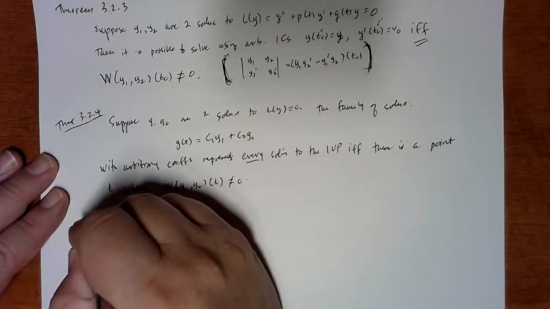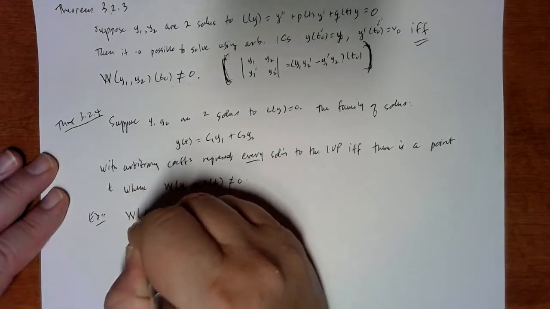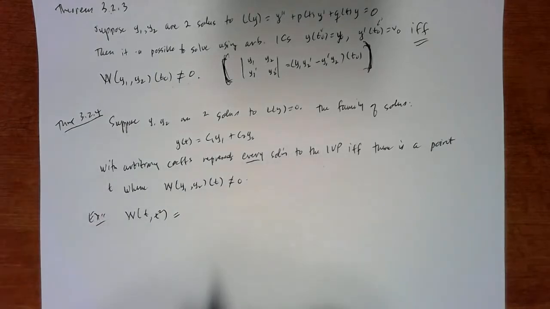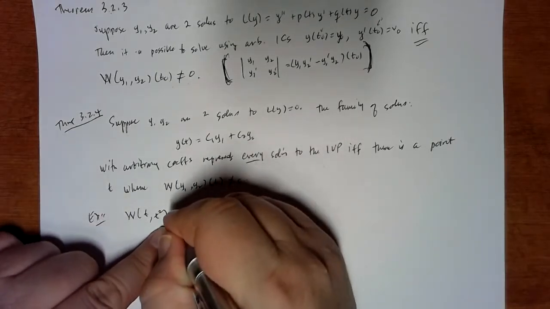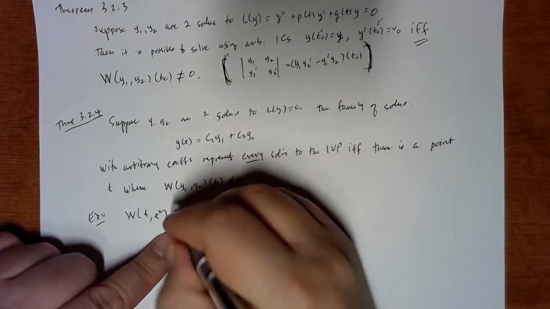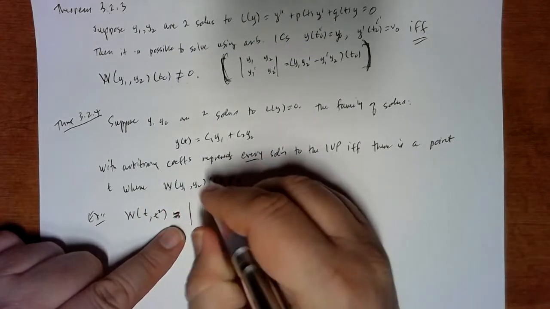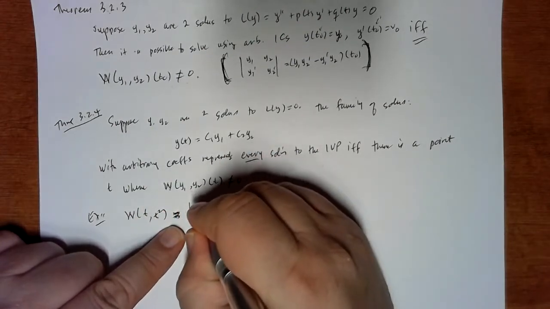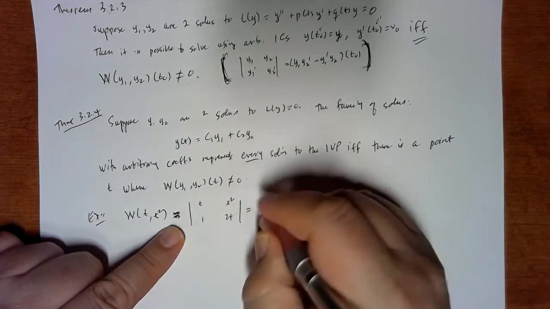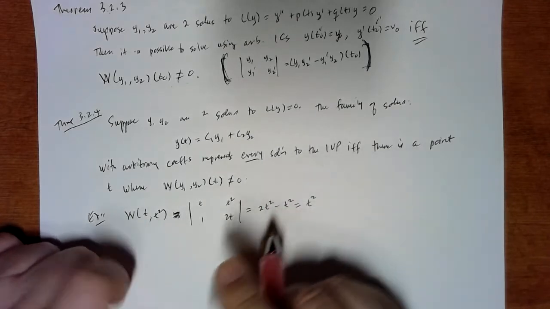So example, let's compute the Wronskian of t and t squared. So go ahead and take a moment. You might pause the video if you want. T, t squared, 1 and 2t. 2t squared minus t squared is t squared.